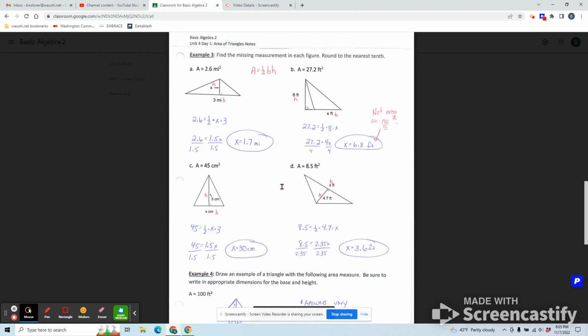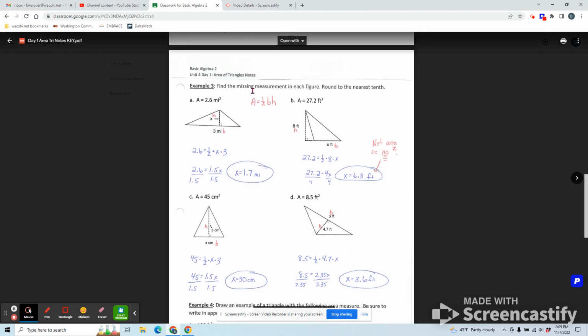Example 3 is a little bit different. It says find the missing measurement in each figure. So it doesn't say find the area. It says find the missing measurement. That means I'm given the area. And that's why I wrote this formula here. We're going to be using this again. Area equals a half base times height.